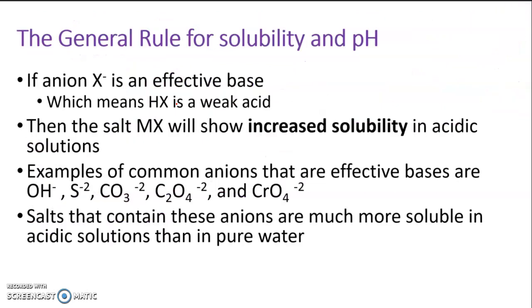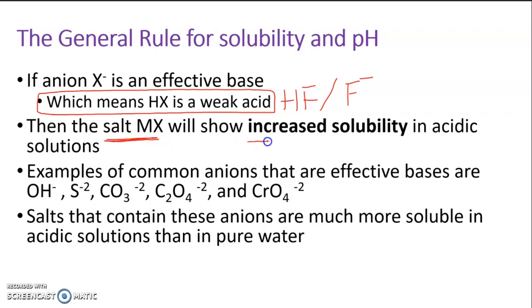So the general rule for solubility and pH is: if anion X is an effective base or a strong base, what does that mean? That means that the acid from which it was formed is weak. So for example, HF is a weak acid. So if my anion is F minus, that's an effective base. I've got a list of effective bases below, but they all come from weak acids. So if that is your anion, then the salt, just the ionic compound, will have increased solubility in acidic solutions.